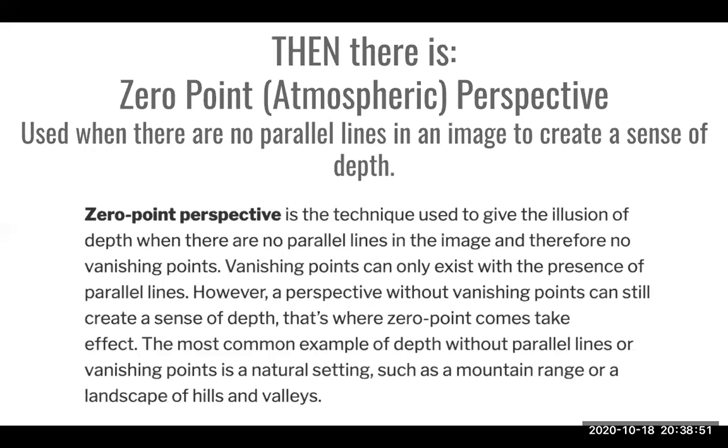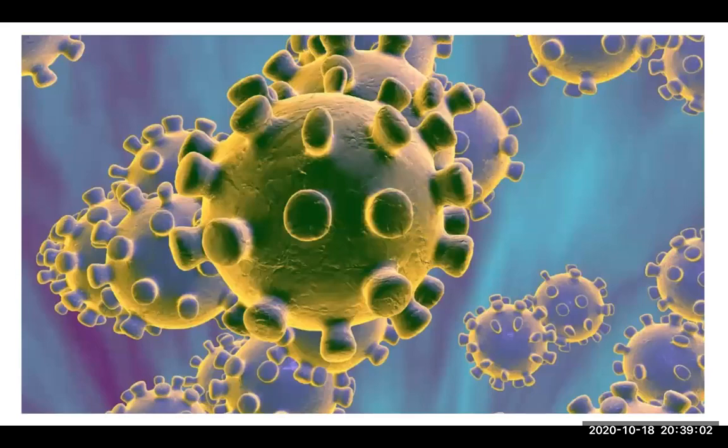The most common example of depth without parallel lines or vanishing points is a natural setting such as a mountain range or a landscape of hills and valleys. Or as we know, this little scientific rendering of the coronavirus that we always are seeing is an example of an atmospheric perspective.